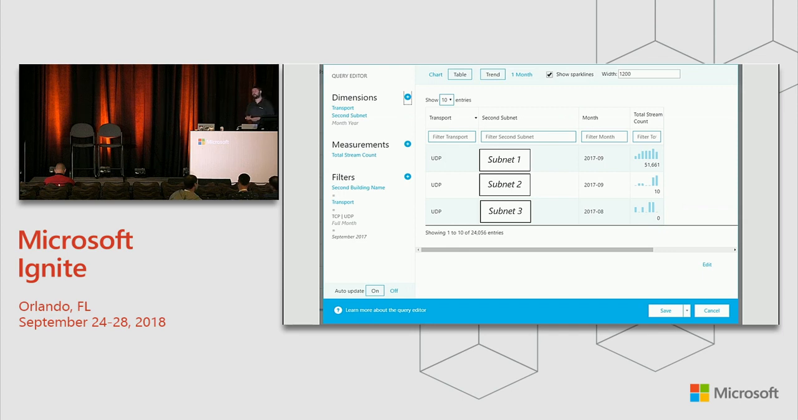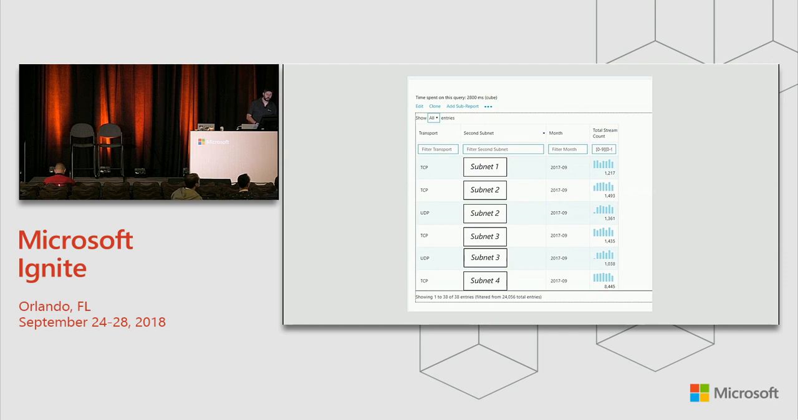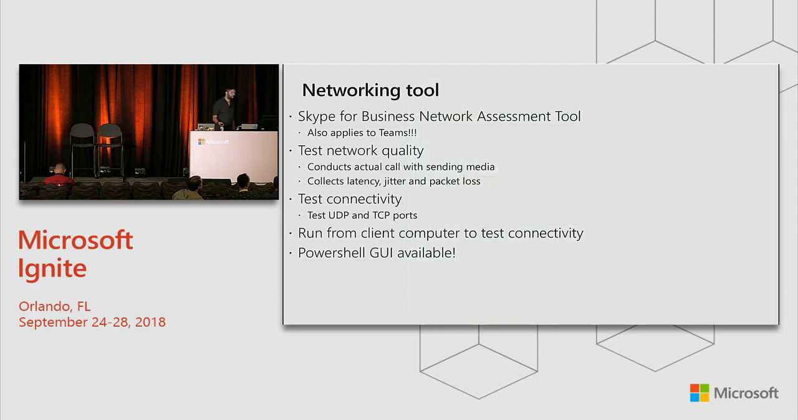It doesn't actually say subnet 1, 2, and 3. That's simply to obfuscate some of the data that we have. But you can actually see which segments are using a lot of TCP or UDP. As you can see, this will help you drill down into network segments that might be improperly configured.